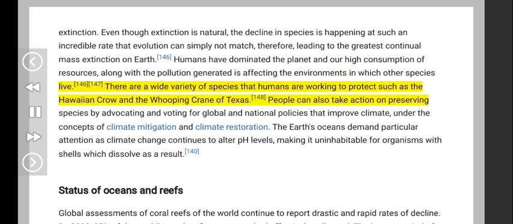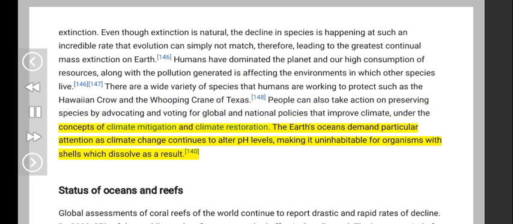There are a wide variety of species that humans are working to protect, such as the Hawaiian crow and the whooping crane of Texas. People can also take action on preserving species by advocating and voting for global and national policies that improve climate, under the concepts of climate mitigation and climate restoration. The Earth's oceans demand particular attention as climate change continues to alter pH levels, making it uninhabitable for organisms with shells, which dissolve as a result.